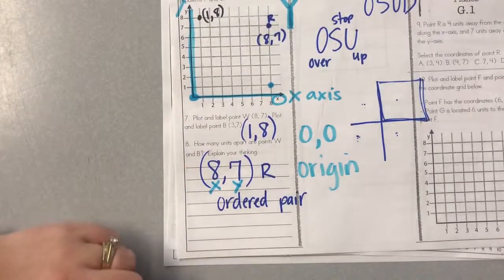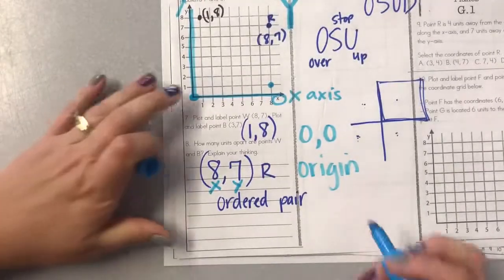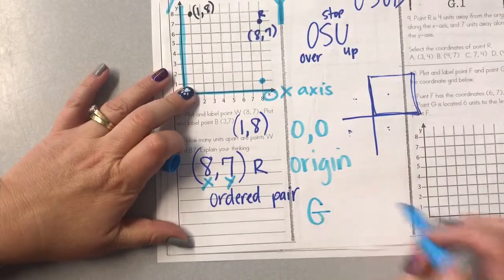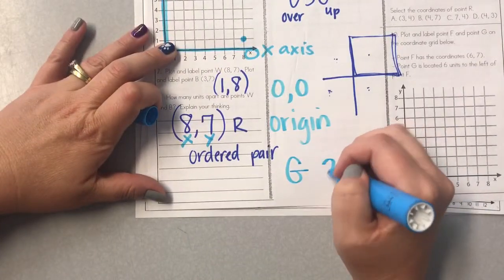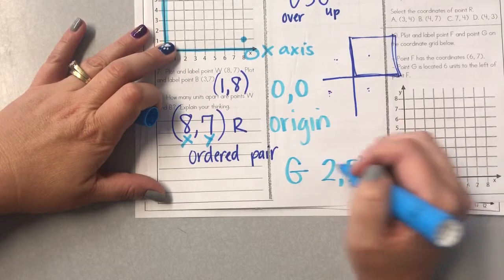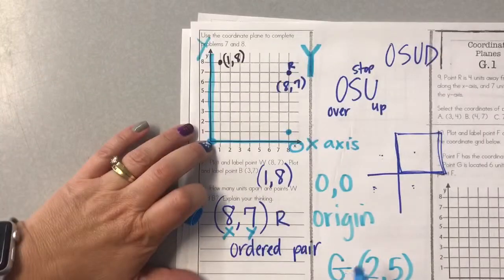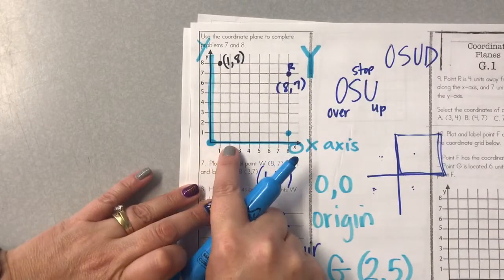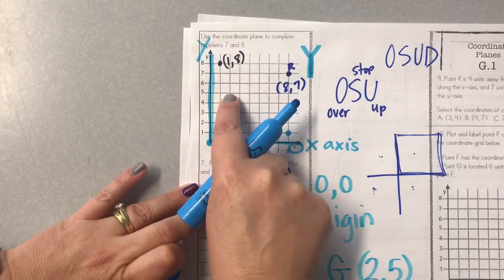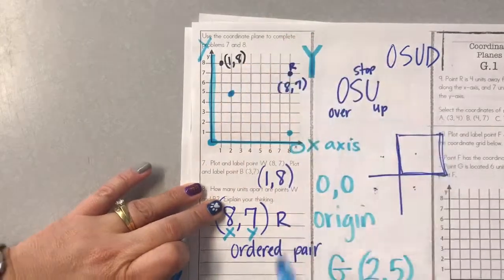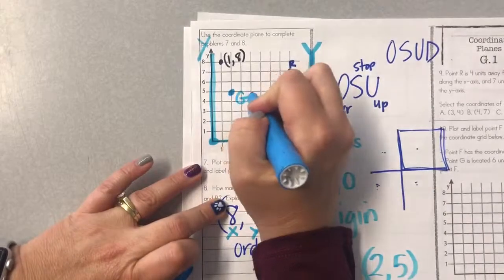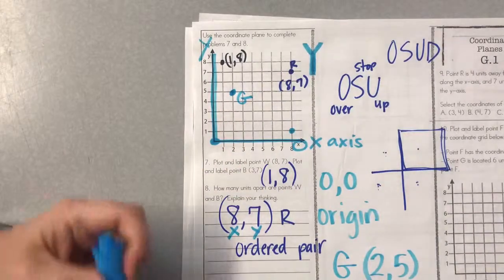So one last point that we're going to plot on here, and let's make it point G. Point G, let's do at 2, 5. So we're going to go over 2, up 5, where 2 and 5 come together. That would be point G. That's the basics on coordinate planes.